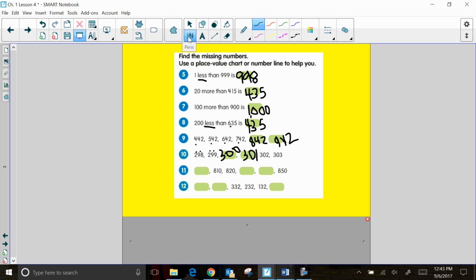Why don't you go ahead and try 11 and 12 yourself? If you're not sure how to do it, you can use your dry erase board or a scratch piece of paper to help you.